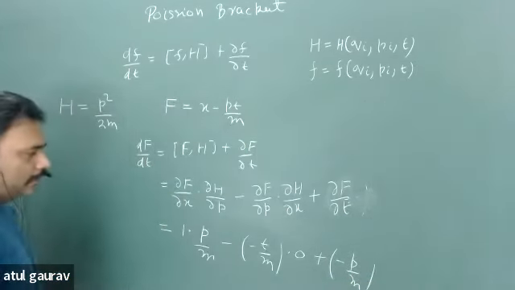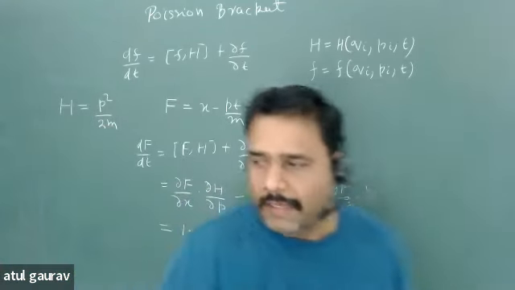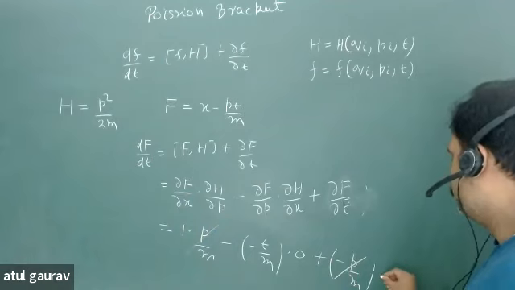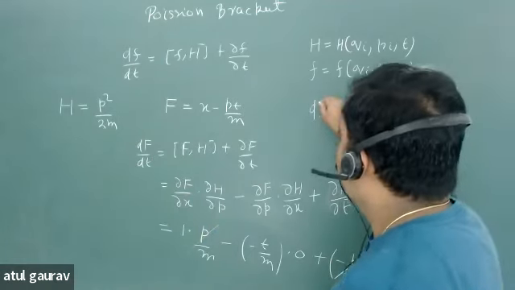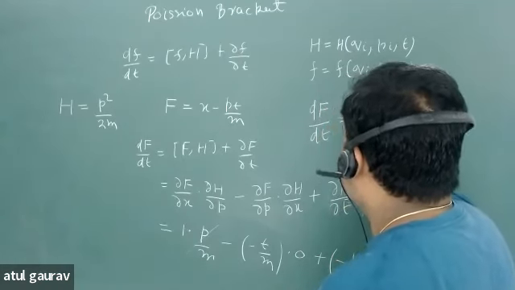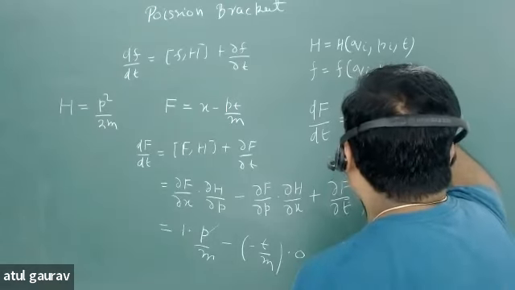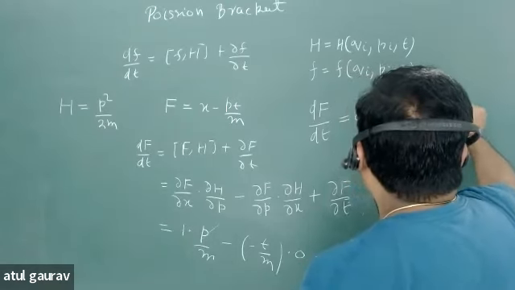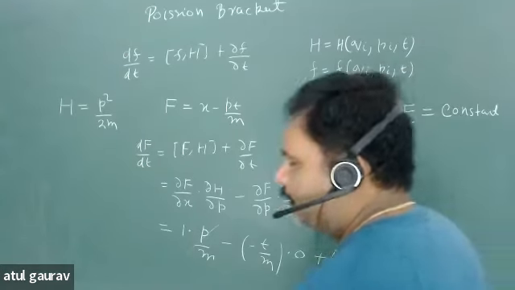What you can find is that this value and this value are going to cancel out. Then what you have is df/dt = 0, which implies f can be treated as a constant of motion, isn't it?